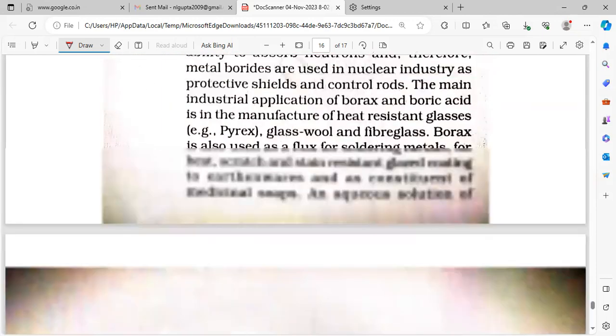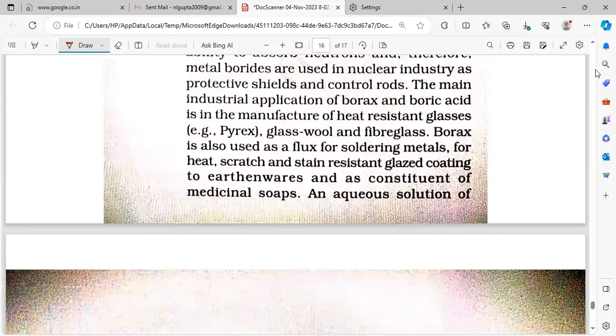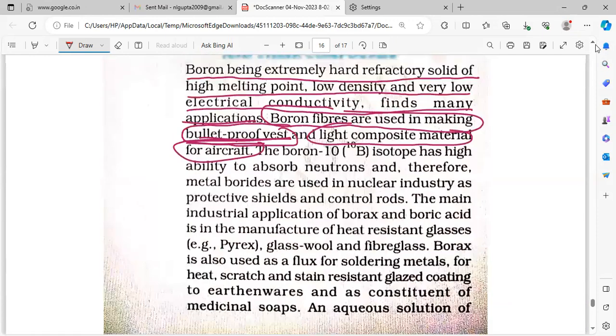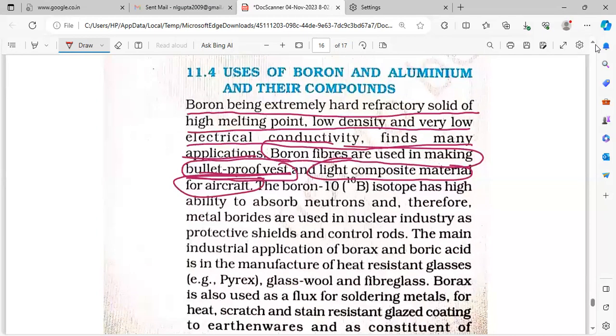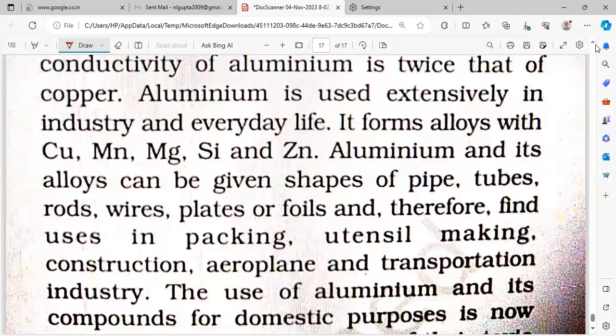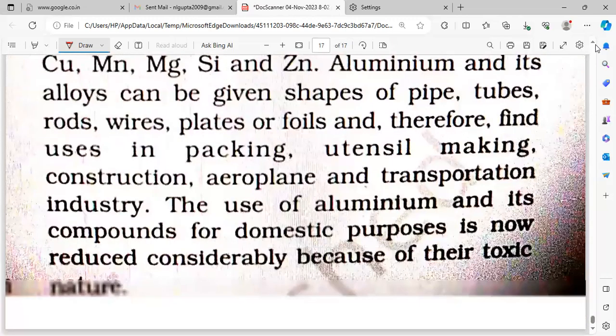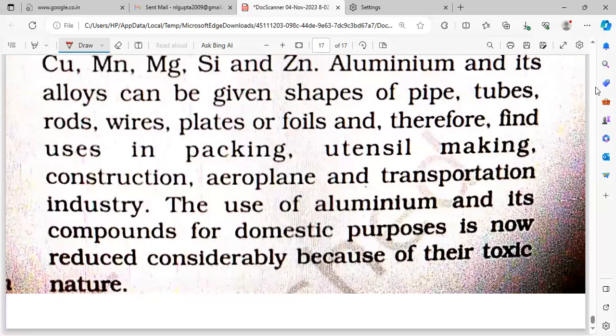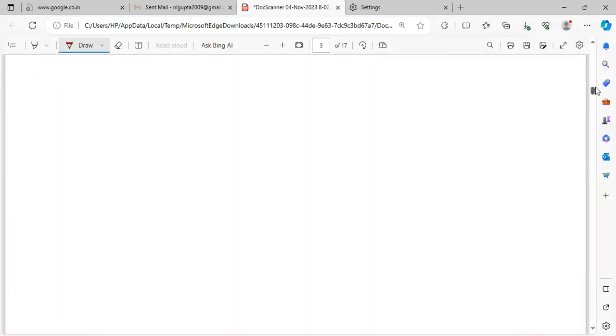Uses also: aluminum is used in the manufacturing of aircraft, the body of the aircraft. Okay, applications of borax, mainly boric acid. Heat resistant glasses you are making, glass wool you are making, fibers you are making. All these things you are making. So once you go through this and read this, I am now going outside.